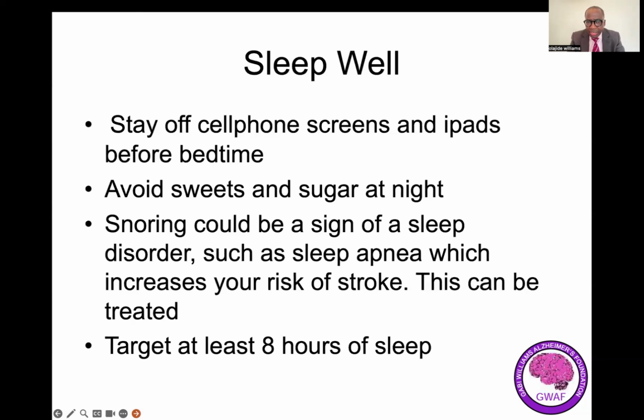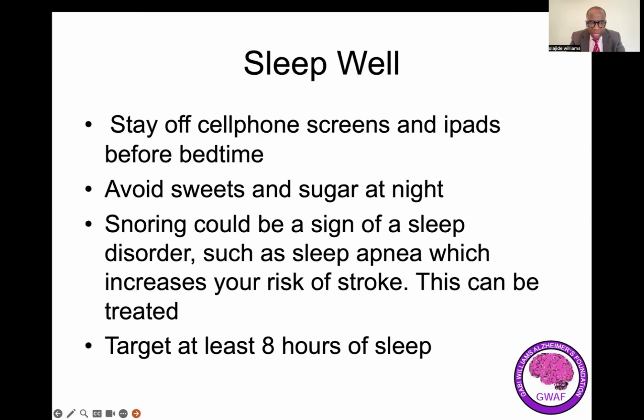Now in this age of cell phone screens and iPads that we often use, our recommendation is to stay off these screens before bedtime. We also recommend you avoid eating sweets and sugar at night because that can reduce your quality of sleep. Snoring could be a sign of a sleep disorder, most commonly sleep apnea, which we know increases your risk of stroke. But sleep apnea can be treated when diagnosed.